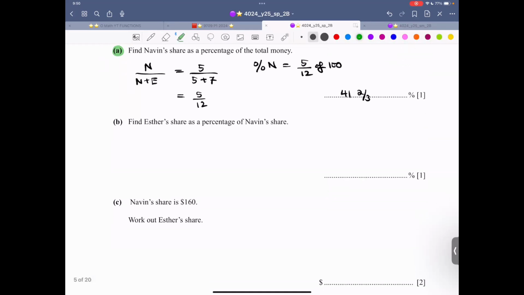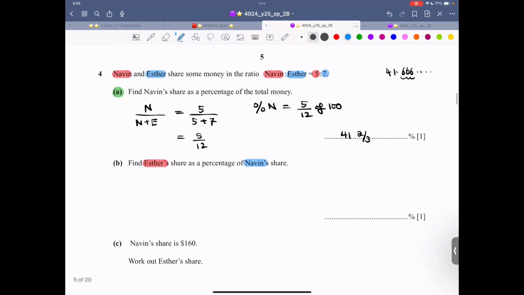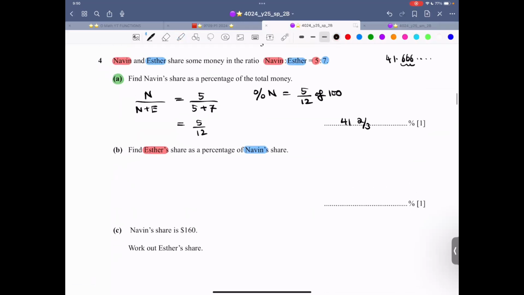Now the second part, it says find E's share as a percentage of N's share. So that is 5:7. So 5 divided by 7 into 100. So 500 divided by 7. This comes out to be 71.42. This is 71.42, and this is 857. 1, 2, 3 significant figures. So that is 71.4%. Over here, decimals were also good. That is 41.7%. That is also acceptable.